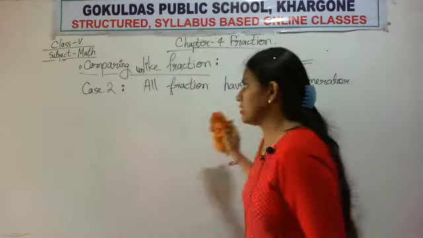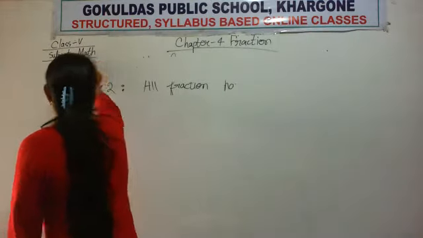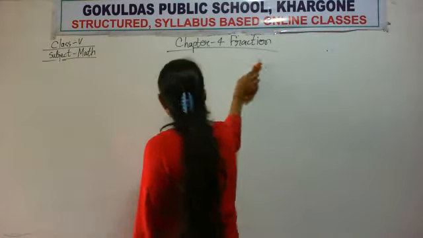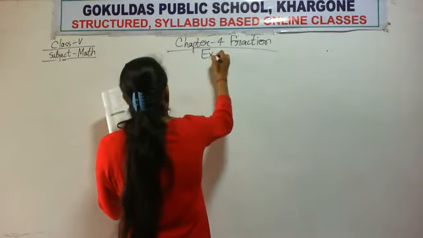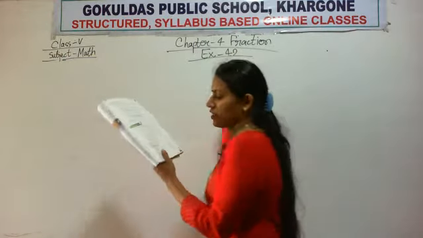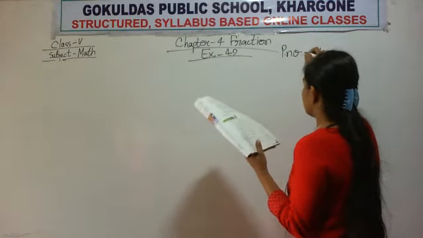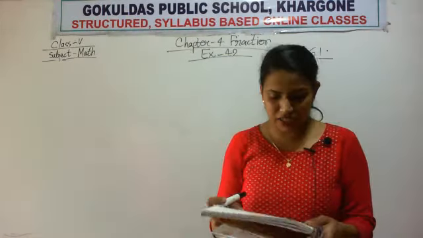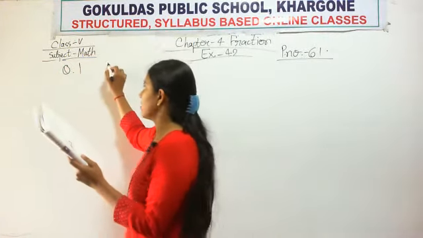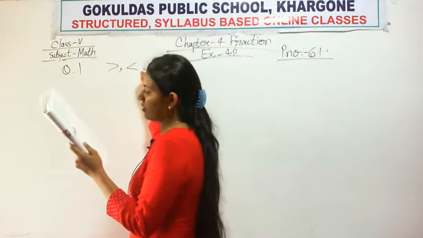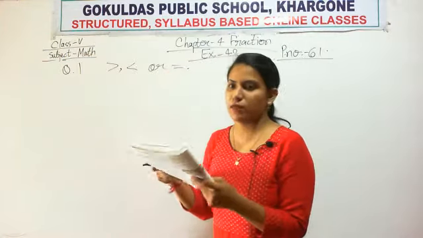Now we start Exercise 4.2, question number 1, which is on book page number 61. Open book page number 61. Question number 1. Insert the appropriate sign, greater than, less than or equal, in the box.